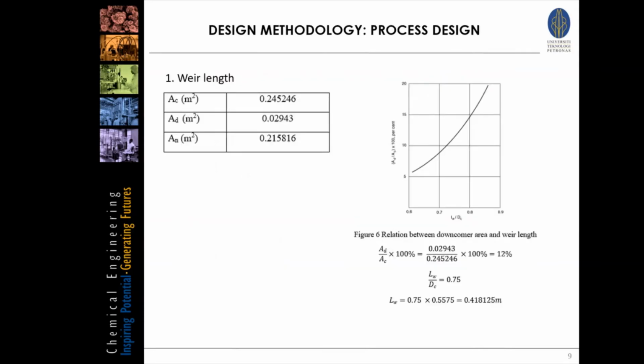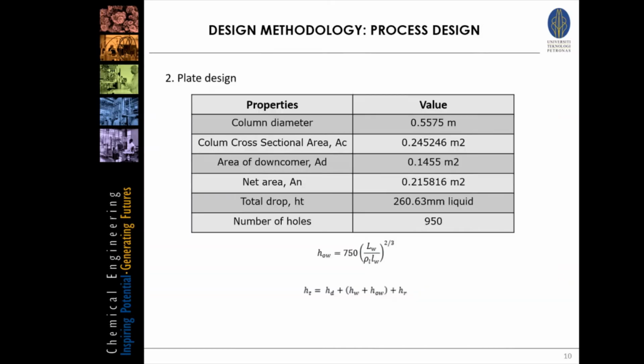For the internal sizing, we will first have to determine the weir length by calculating the ratio of the downcomer area to the cross-sectional area. At 12% here, we retrieved a weir length to internal column diameter ratio of 0.75, which also gives us a weir length of 0.418 meters. Next up is the plate design.